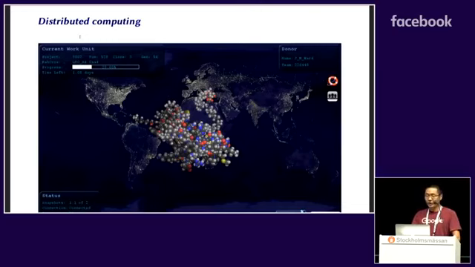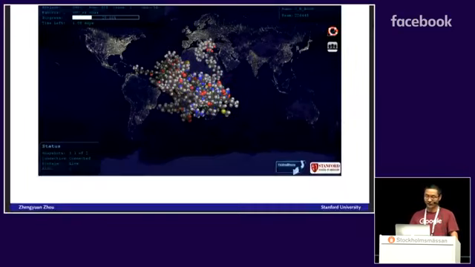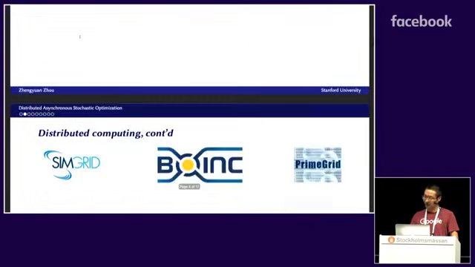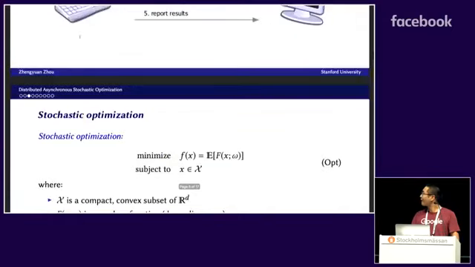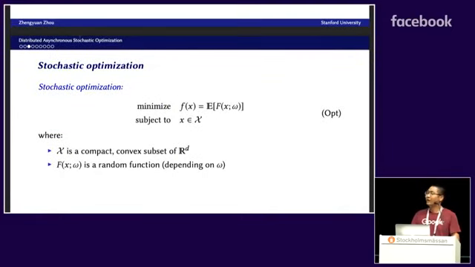So let me skip the marketing slides, given that this is a distributed optimization crowd. You probably have seen this many, many times. So our starting point is just stochastic optimization. Very generically, a stochastic optimization problem looks like you're taking an expectation of some random function. X is your decision variable, omega is the underlying randomness, and here we assume that X is a compact convex set.